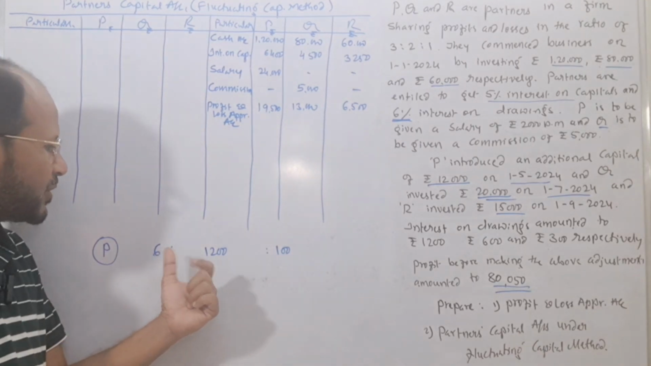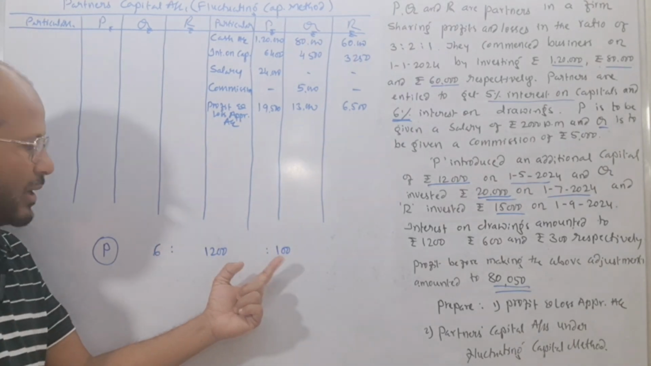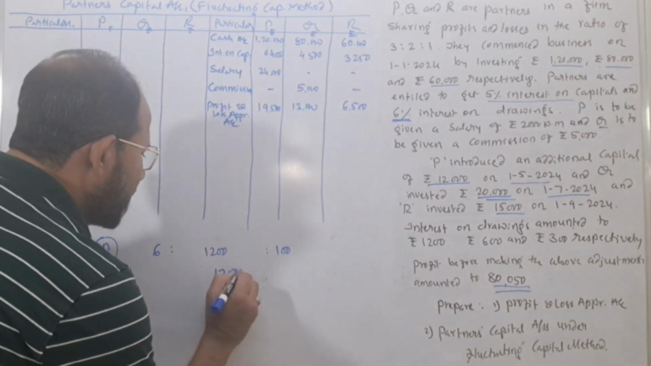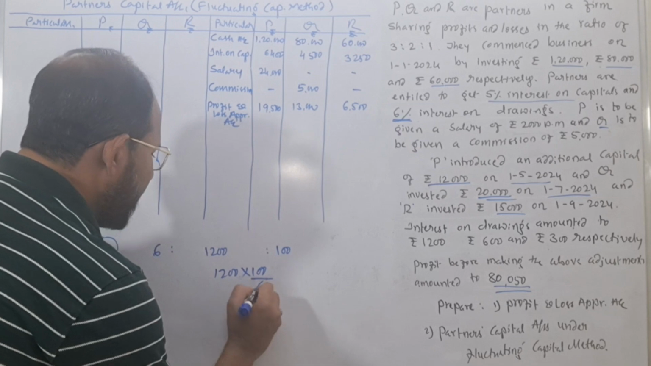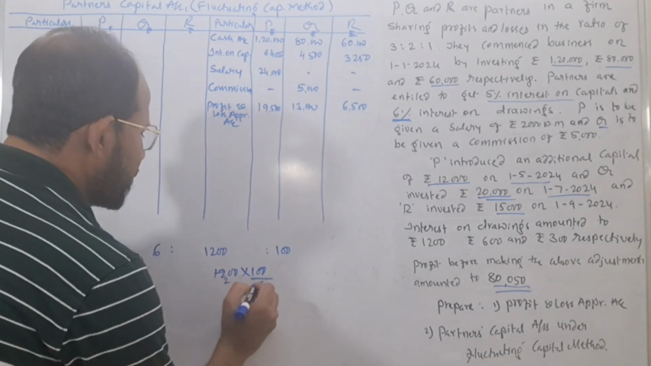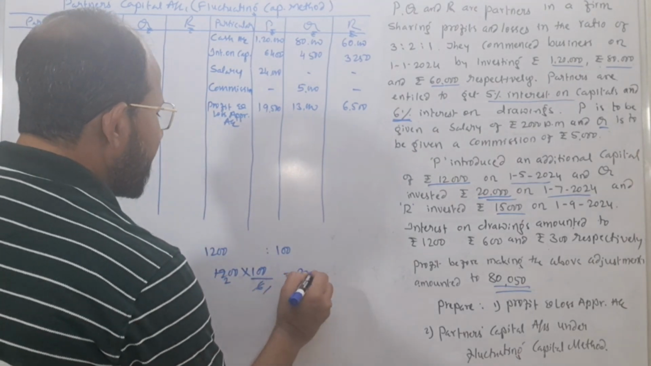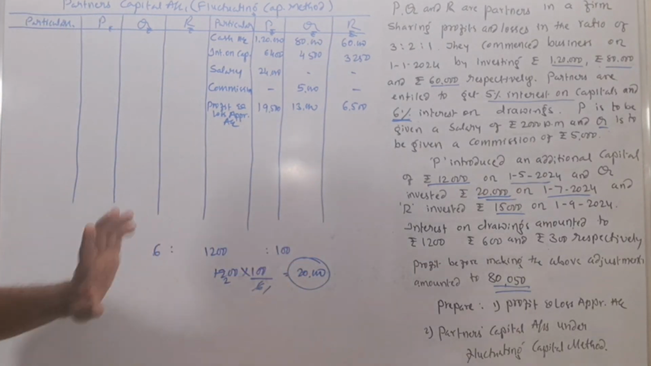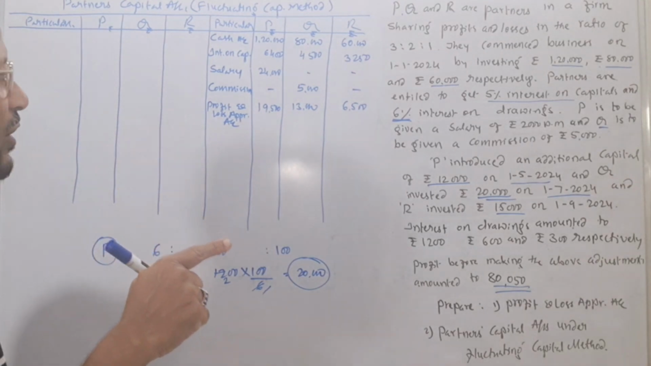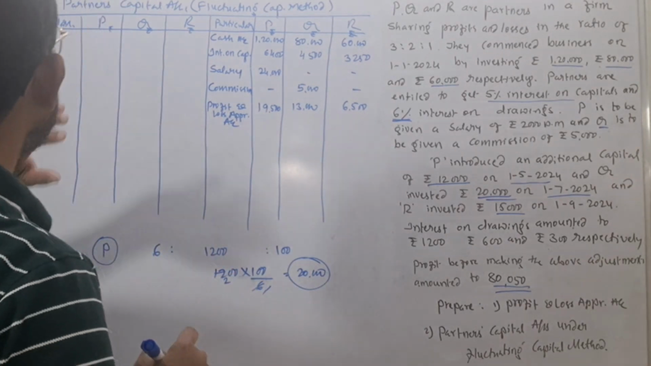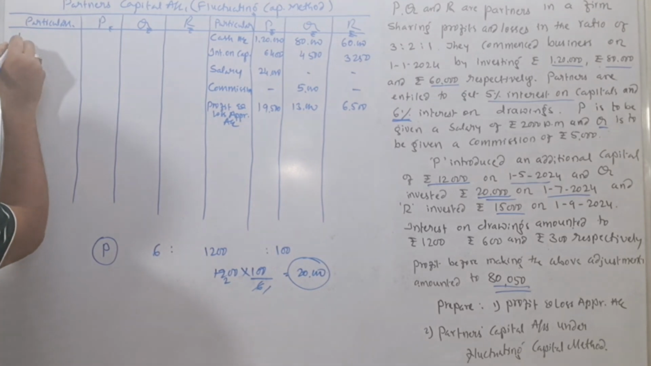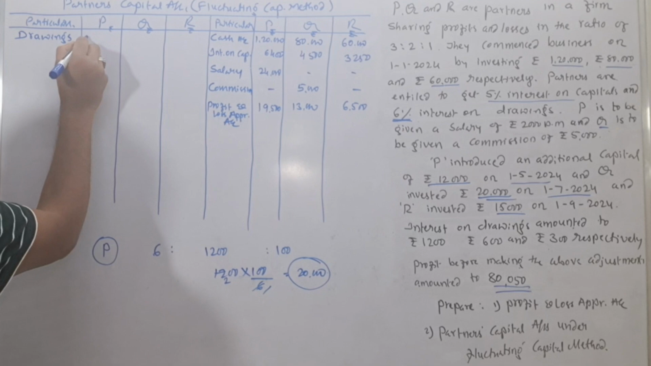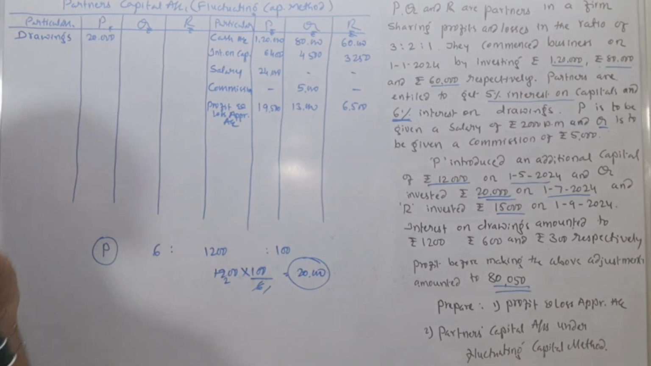That is why for 6 rupees, 100 is the total amount withdrawn, but for rupees 1,200, how to calculate this one? 1,200 into 100 divided by 6. 6 1 ja, 6 2 ja 12. It comes to rupees 20,000. 20,000 is the amount withdrawn by Mr. P. Whenever amount is withdrawn by the partner, that is debited to his capital account. That is why here you write drawings, rupees 20,000.